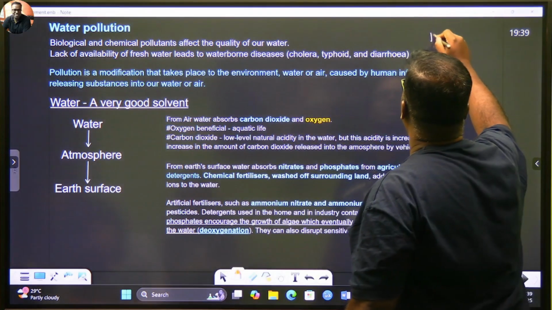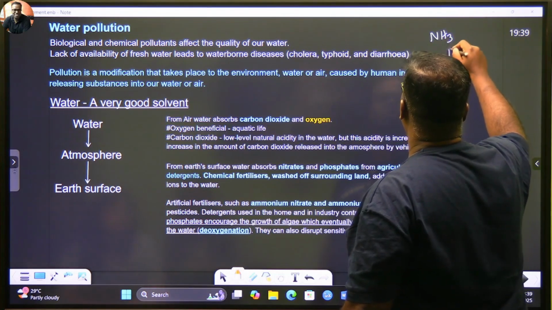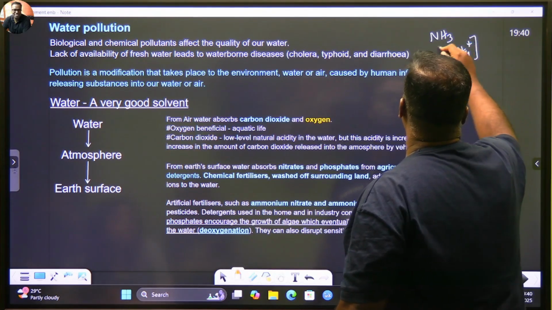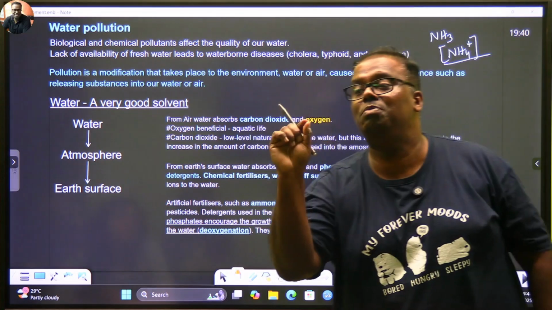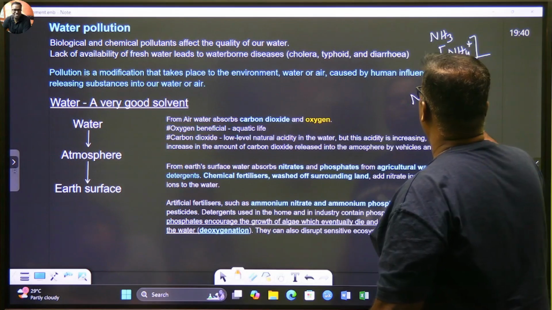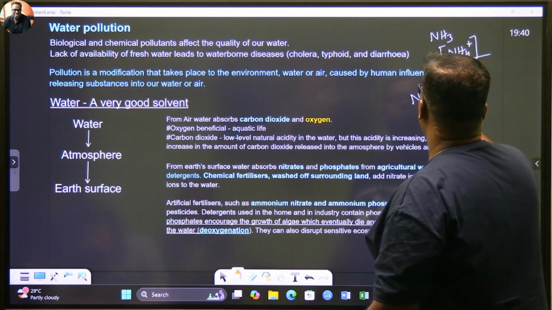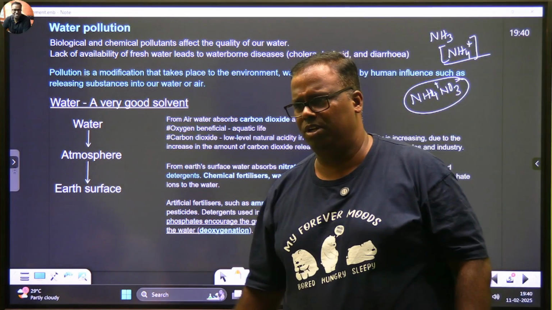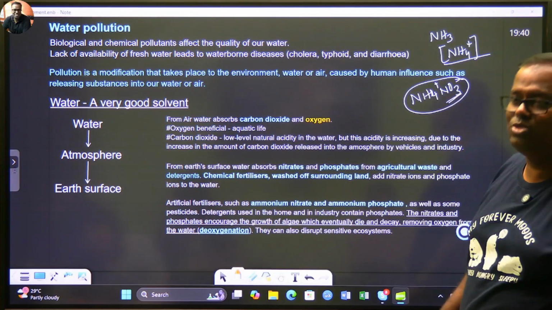This is ammonia. NH3 is ammonia. If NH3 reacts with water, it picks up another hydrogen and becomes NH4+, the ammonium ion. Ammonium ion is the only non-metallic cation. Ammonium nitrate, NH4NO3. NO3 is minus, NH4 is plus. This is ammonium nitrate. This is the most common fertilizer any farmer will use. So now we will see why the farmer is using this ammonium nitrate.